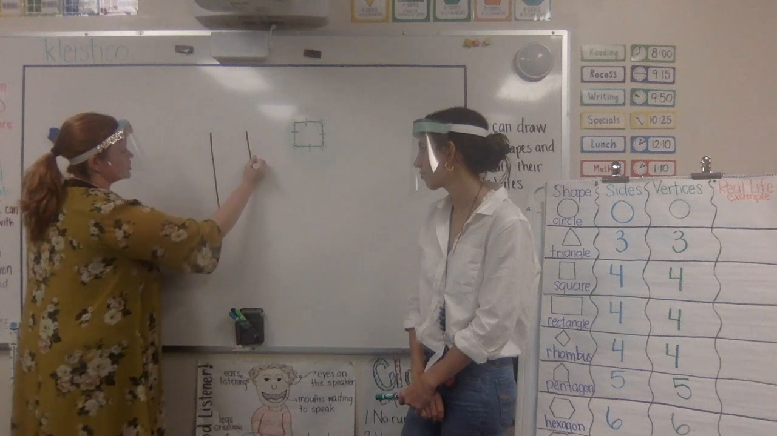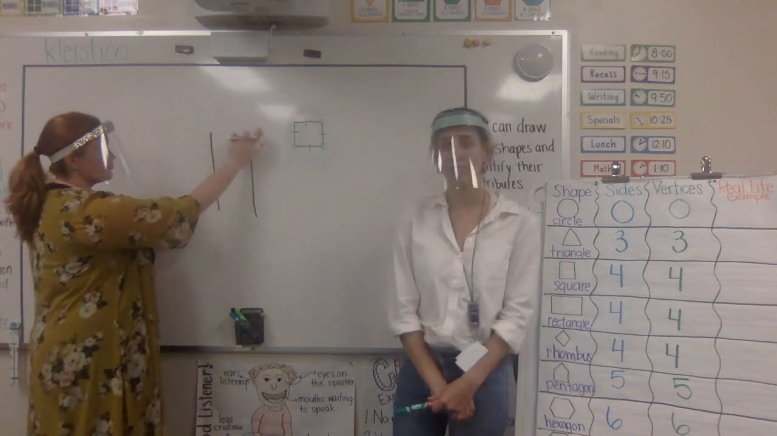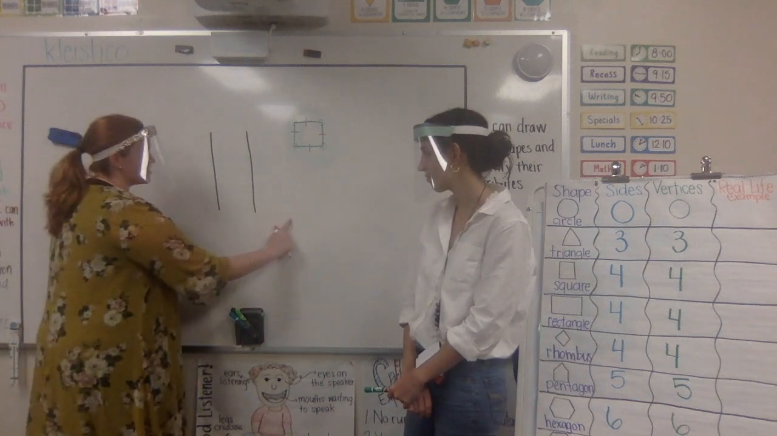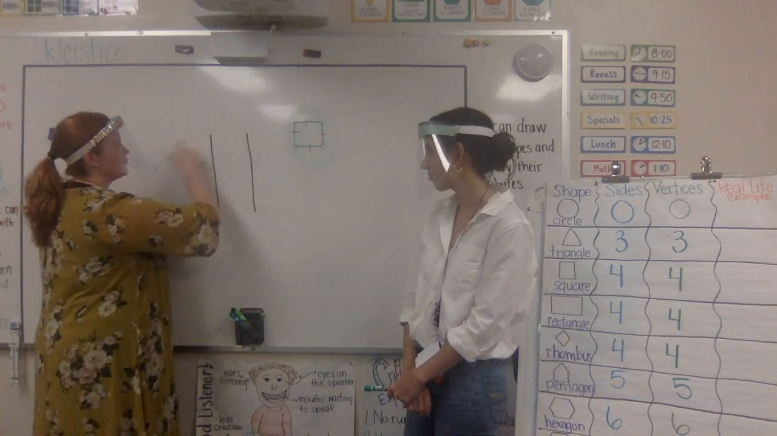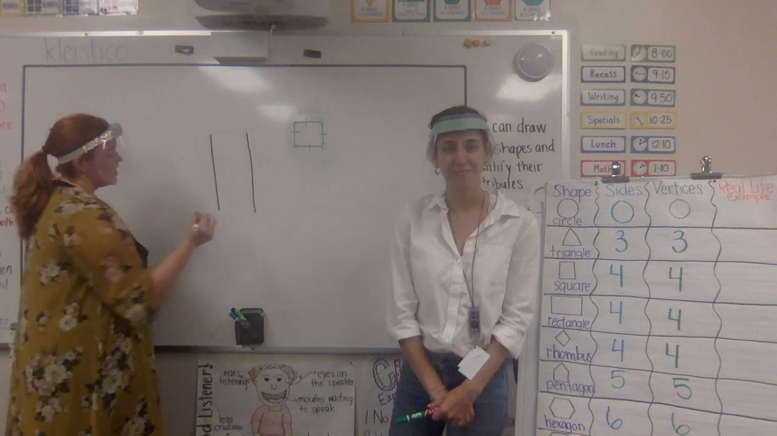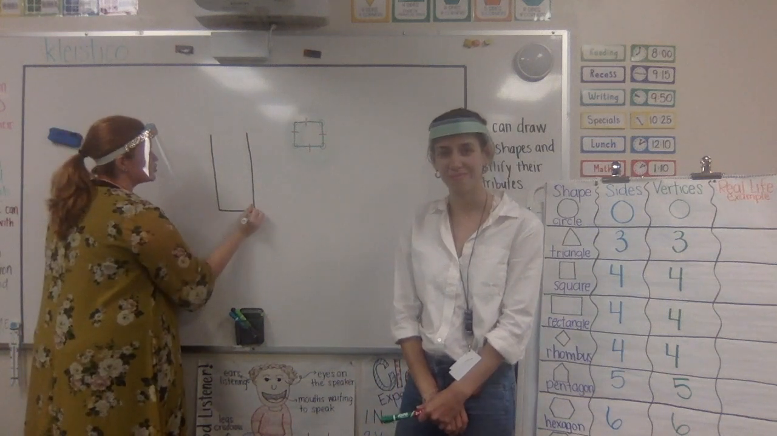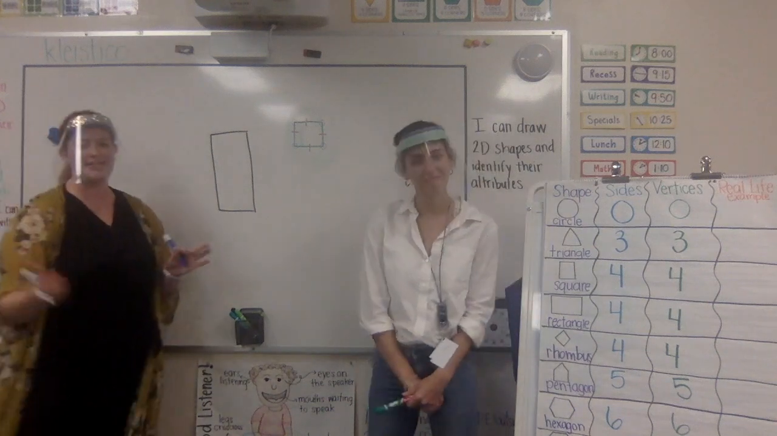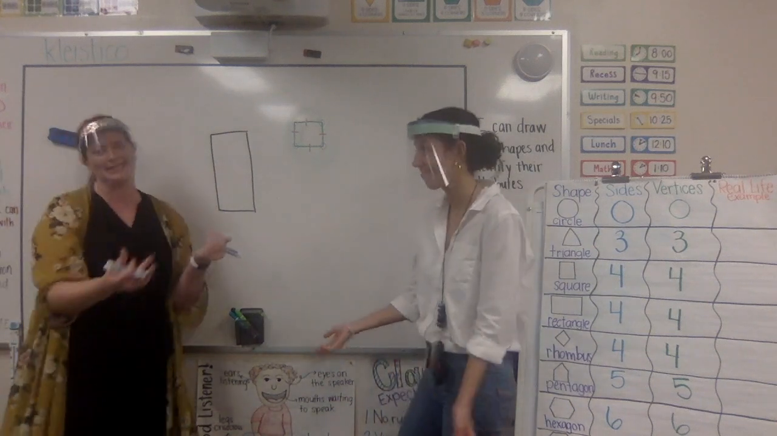I'm going to start by drawing 2 long sides right beside each other. And I'm going to use Miss Lestico's strategy of just erasing to make sure they're equal. They're pretty much the same now. And then I can draw my 2 short sides to connect them. Now, I remember a rectangle can be up and down or side to side. I just drew it up and down this time.